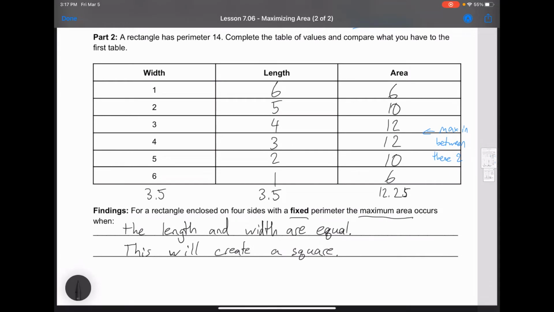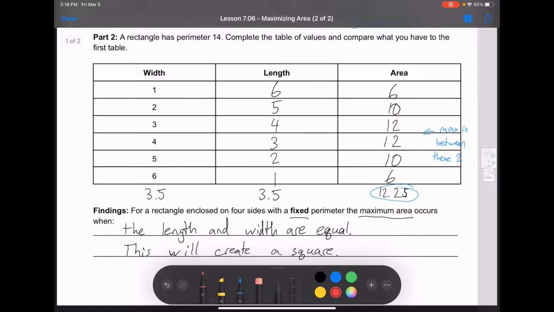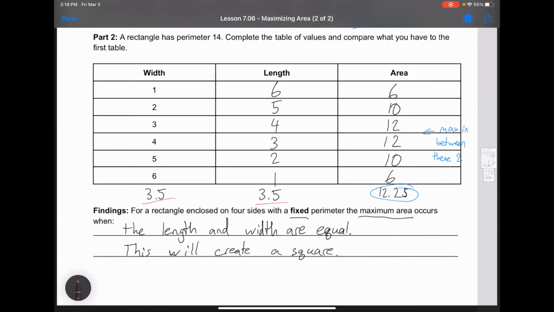All right, and then in the next one, we looked at a rectangle with perimeter 14. So again, you could fill out this chart going from 6 all the way to 1. And eventually you'd see you actually get 2 sort of maximum areas when you have a width of 3 and length of 4, and then the other way around. So at the bottom here, I just double checked what's in between the two. And you'll see that you actually get an area of 12.25, so a little bit bigger. So that is actually the maximum area. And again, you'll see 3.5 and 3.5.